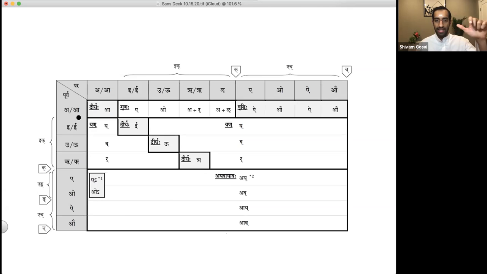Now, if it's anything other than a, so ik is on the left side, and you have a vowel on the right side, then you're going to have yan sandhi, which we saw in the last class. So let's quickly look at yan sandhi and then move on.